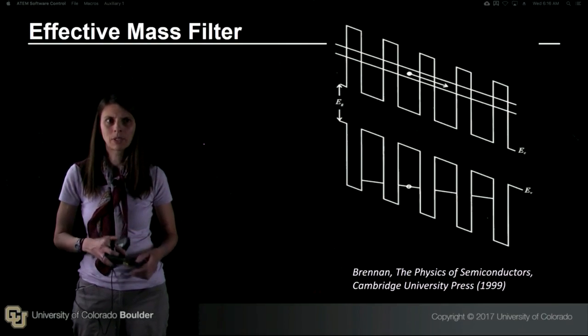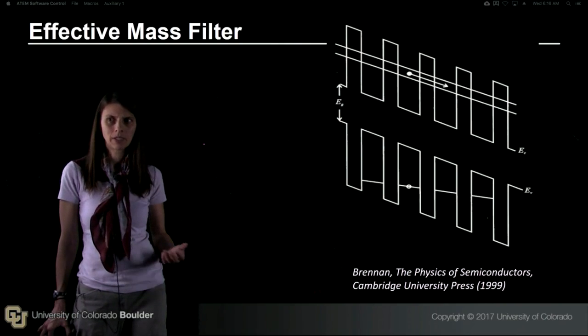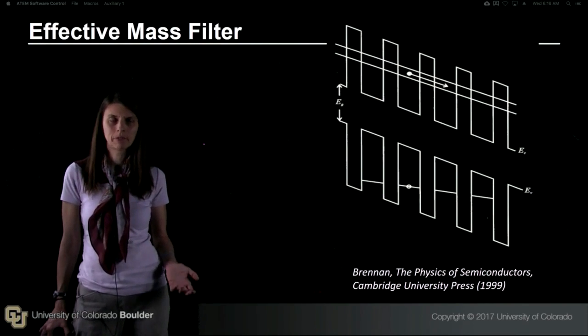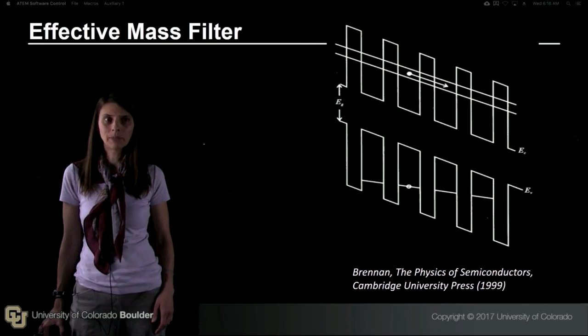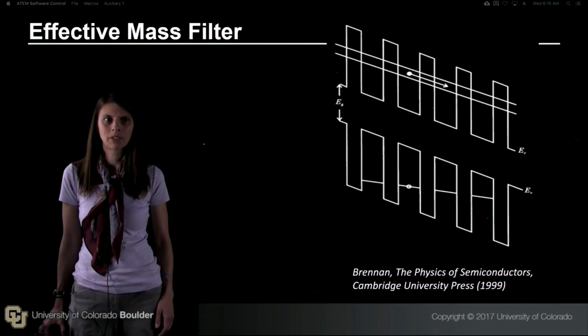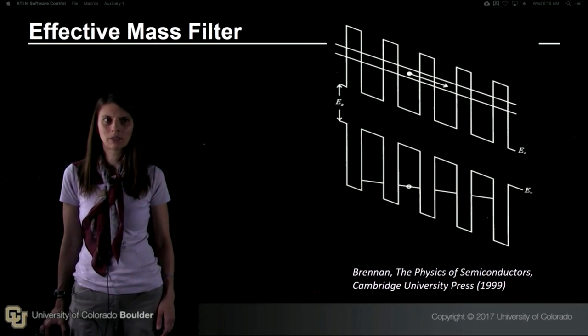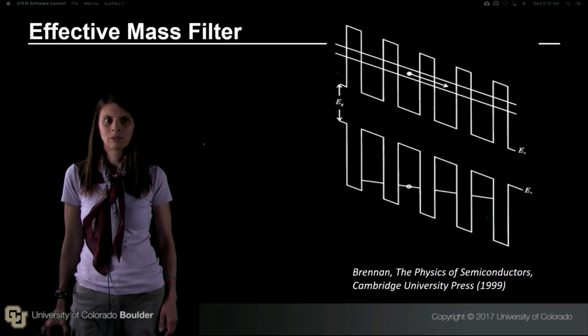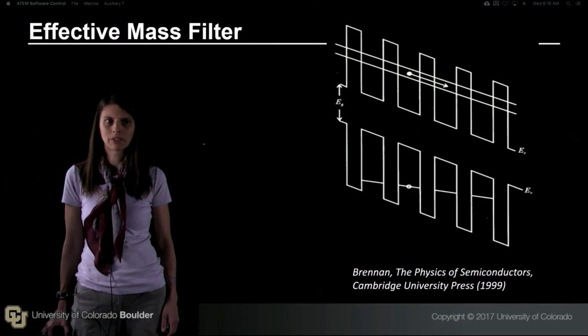So let's talk about a practical way to implement this. A practical way to implement this kind of behavior, where only one carrier can move freely, is in an effective mass filter. It uses the unique band structure of a multi-quantum well structure. When the quantum wells are brought close together in this type of structure, you get quantized energy levels in the individual wells that start to interact and form an extended state, which is referred to as a miniband. The miniband allows the electrons to freely move from well to well via tunneling.